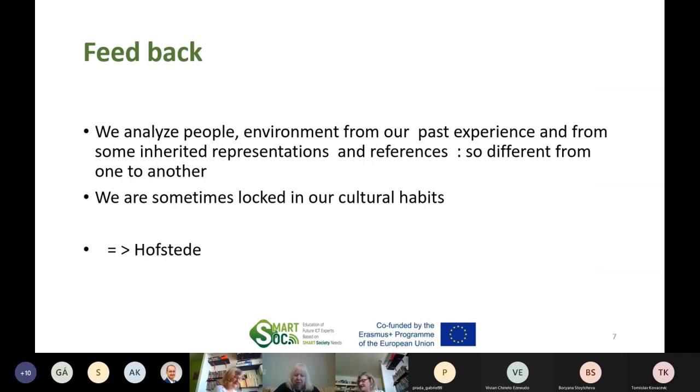We have this kind of representations and references, but they can be different from one person to another, of course. And sometimes we are locked in cultural habits, but do not forget that we can play with our interpretations. I think you have to be conscious that we do have these associations because we have some cultural representations, and Alison is going to tell you more about it.